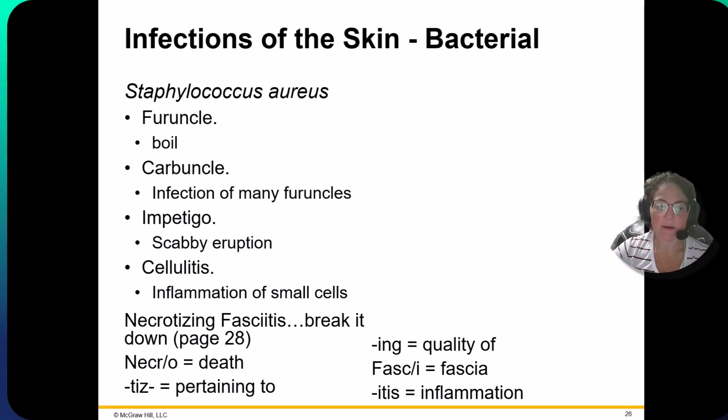And then we have it down at the bottom, necrotizing fasciitis. You break it down. Necro is your combining form, means death. Ties means pertaining to. Ing is the quality. So it's the quality of pertaining to death. And then fasciitis: fascia is a layer underneath the skin, and then itis is inflammation.